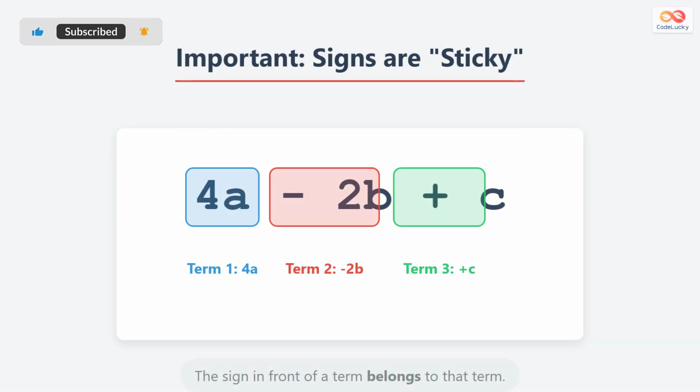Here is a critical rule. The sign in front of a term belongs to that term. In this example, 4a is positive. The second term includes the minus sign, so it is negative 2b. The third term is positive, so never leave the sign behind.